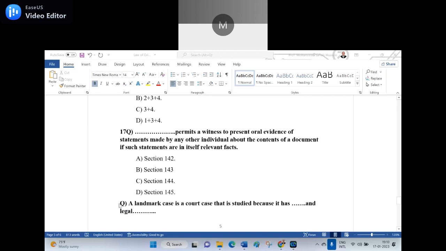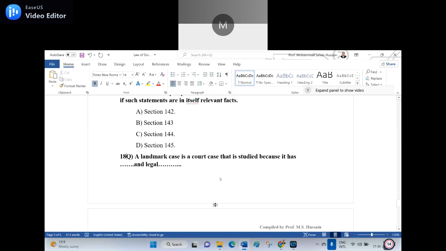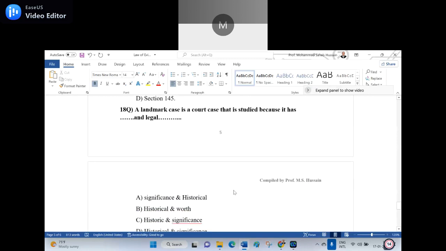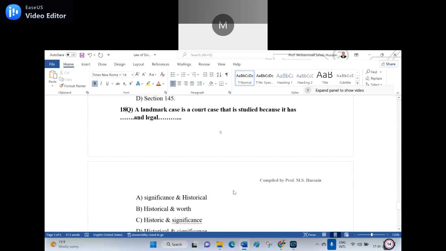And the 18th question. A landmark case is a court case that is studied because it has dash and legal dash. Two dashes are there. A, significant and historical. B, historical and worth. C, historic and significance. D, historical and significance.